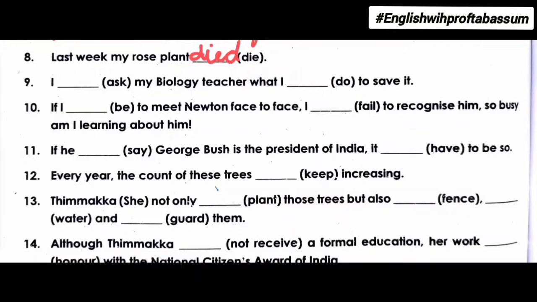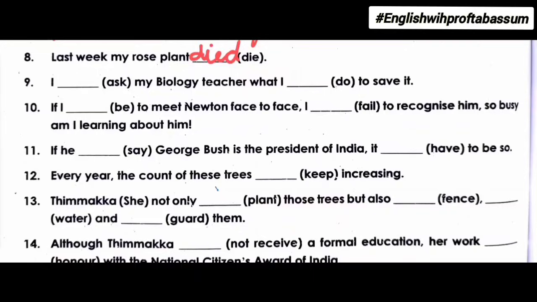Next question. I dash my biology teacher what I dash to save it. So the hint over here is that this action is already done. It means it is an action in the past. So the tense is simple past tense and the rule is that we use past form of the verb, that is V2 form. So the first bracket word is ask. So V2 form of ask is asked. So I asked my biology teacher.